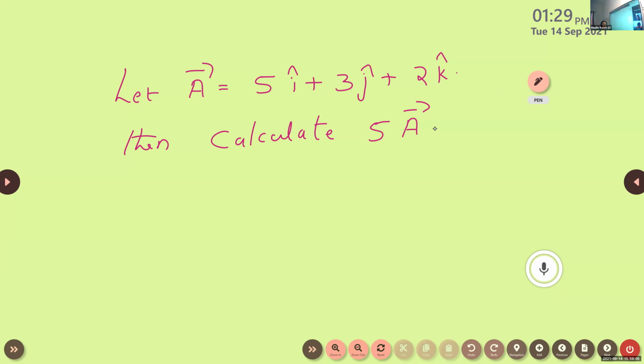Multiplication of a vector by vector. Under multiplication of a vector quantity, we have two subdivisions: multiplication of a vector by scalar and multiplication of a vector by vector. For multiplication of vector by vector, we have two methods. One is dot product or scalar product, and the second one is cross product or vector product. So the first method, the multiplication of a scalar by vector, is over. Now we are going to multiply two vectors. Under this topic, we have two subtopics: dot product or scalar product, and cross product or vector product.